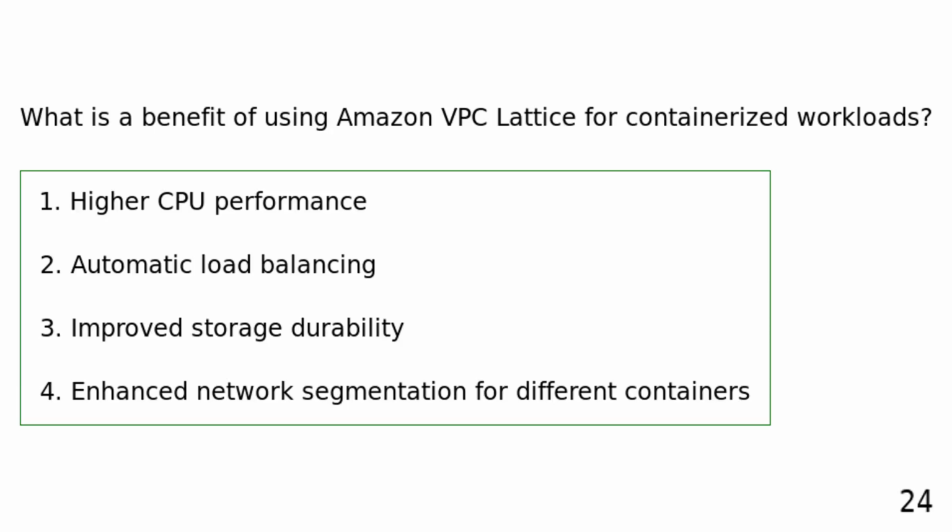What is a benefit of using Amazon VPC Lattice for containerized workloads? Higher CPU performance. Automatic load balancing. Improved storage durability. Enhanced network segmentation for different containers.